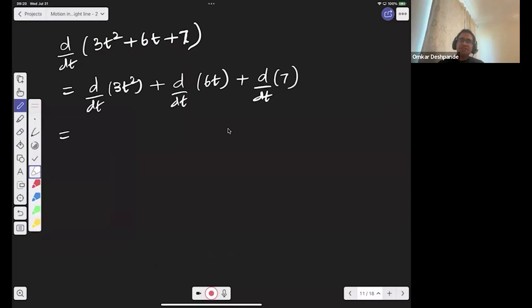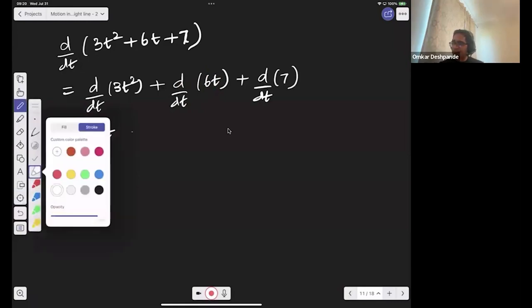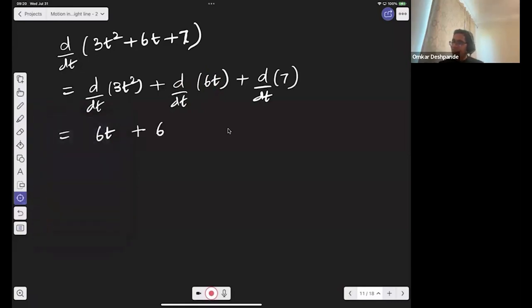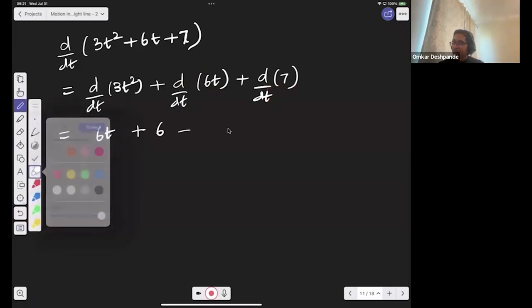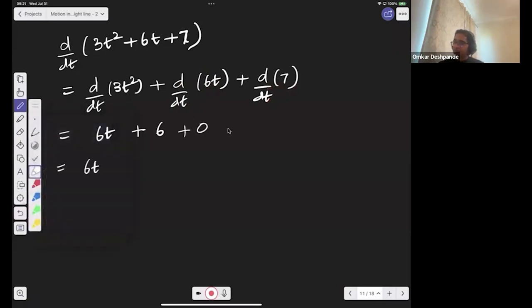What's the derivative of 3t square? Well, it's 3 times the derivative of t square. The derivative of t square is 2t. So the derivative of 3 times t square will be 3 times 2t, which is 6t. What's the derivative of 6t? The derivative of 6t is 6 times the derivative of t, so that's 6 times 1, that's 6. We did that a few minutes ago. And what's the derivative of a constant? Well, that's 0. So it's just 6t plus 6.